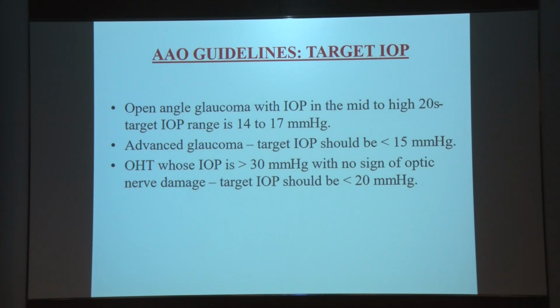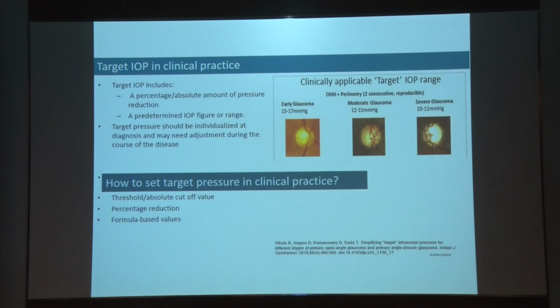So in an open angle glaucoma with IOP in the mid to high 20s, the target IOP range should be 14 to 17 millimeters of mercury. In advanced glaucoma, the target IOP should be less than 15 millimeters of mercury. In ocular hypertensives, whose IOP is more than 30 millimeters of mercury with no signs of optic damage, the target IOP should be less than 20 millimeters of mercury.